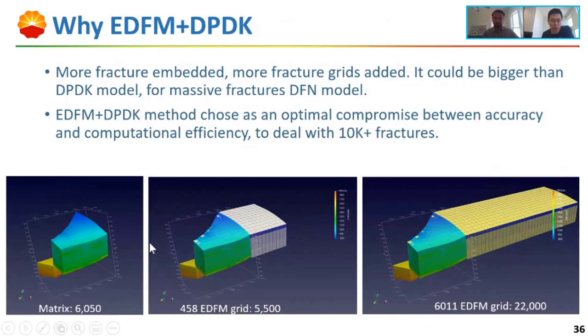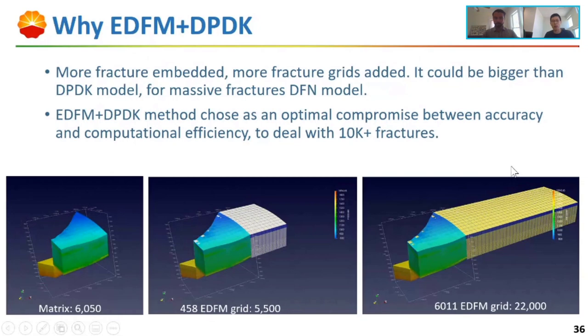So here is the example. We merged different numbers of fractures. Then for EDFM, we need to add additional EDFM grids to represent the fracture segments. If you have fewer than 100 fractures embedded like this versus 6,000, then you need to add a lot of fracture grids there. So we can imagine if you have 1 million scale natural fractures, the additional grids will be overwhelming, which will be beyond the current reservoir simulation capability and even EDFM capability.